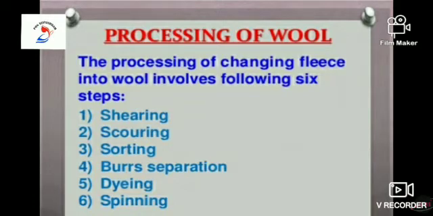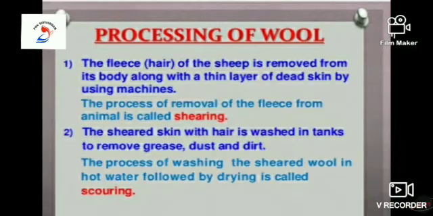Now first of all, we should know what we mean by fleece. Yesterday we saw the hair of the sheep is called fleece, that is, the woolen coat of an animal. What do you mean by shearing? The process of removal of fleece from an animal is called shearing.